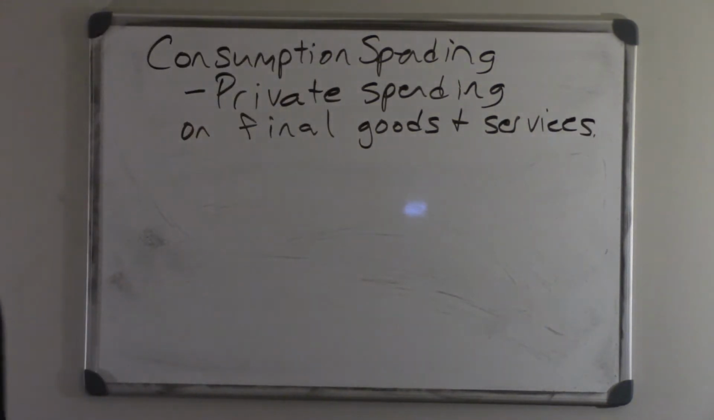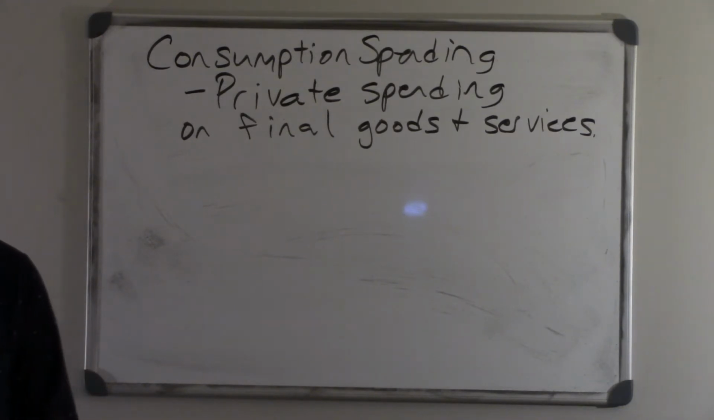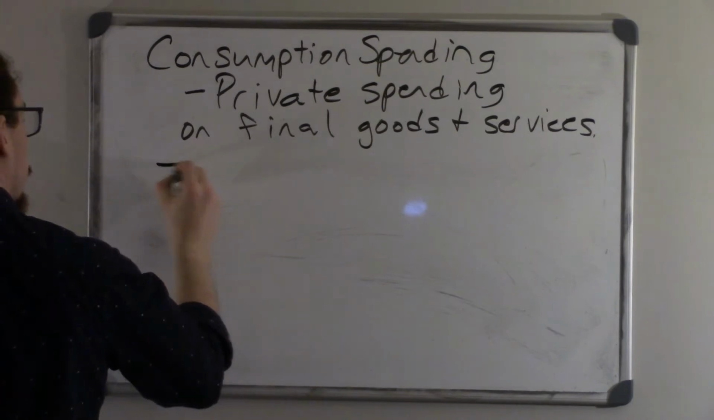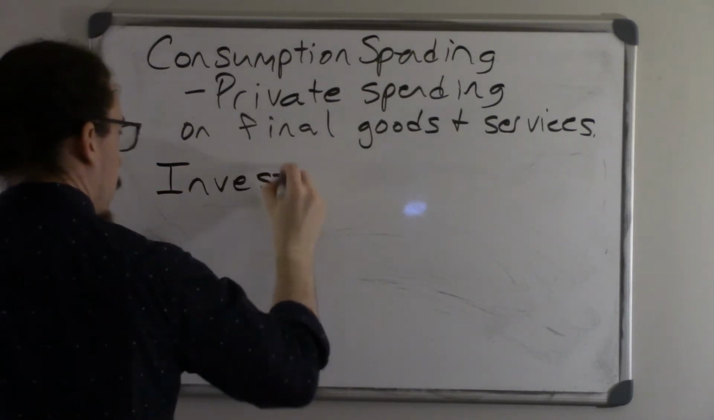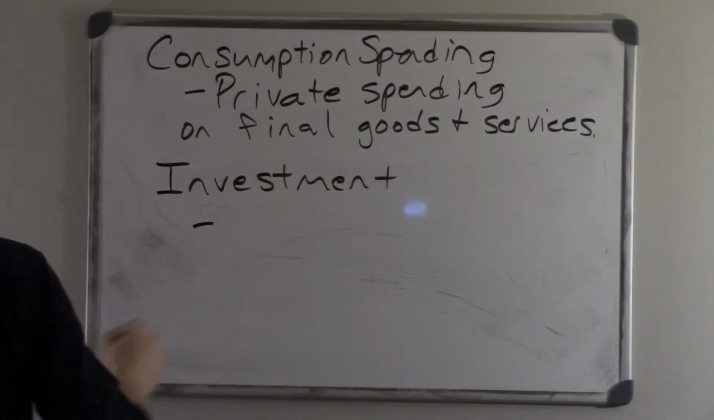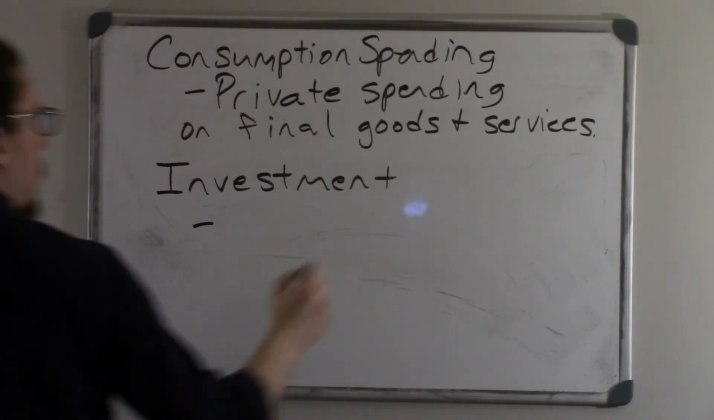All right, so any private spending on final goods and services is going to go into consumption spending. So whenever you go grocery shopping and you buy a bunch of apples or whatever, that is private spending on final goods and services. That's going to go into consumption spending. Not a whole lot to say about that one. That one's pretty basic. The next one is investment spending.